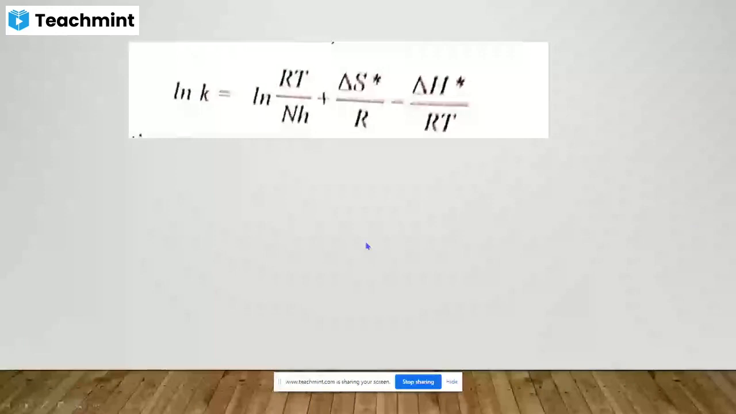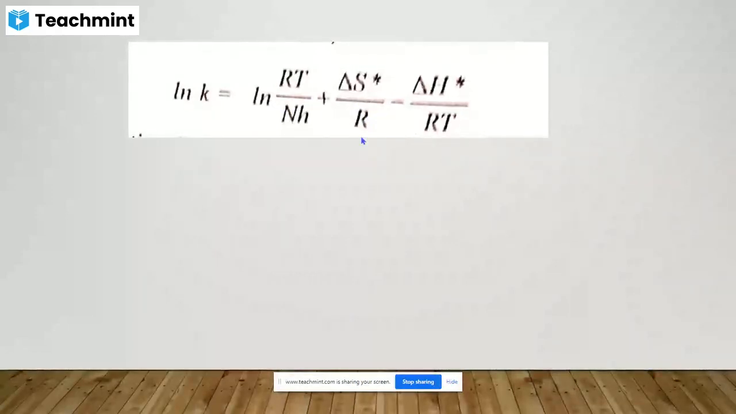So this is delta H, and what is delta S? Delta S is the entropy, the change in entropy. The standard entropy change of activation is delta S star. So by using these terms, where R is the constant and T is the temperature of the reaction, these are the important terms regarding the activated complex theory.